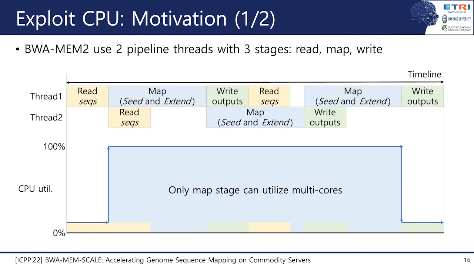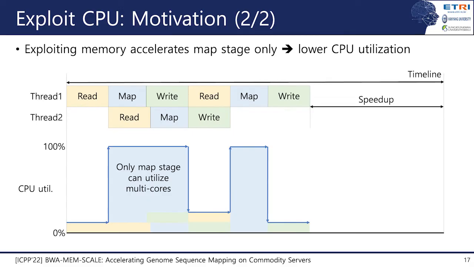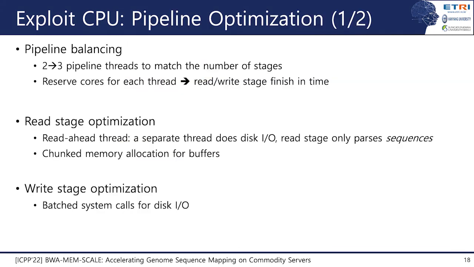However, since the map stage is much longer than the read and write stages, two pipeline threads are enough to maintain high CPU utilization. However, for BWA-MEM-SCALE, the map stage is accelerated by exploiting the available memory. The shortened map stage results in some speedup, but the pipeline is no longer dominated by the map stage and sometimes shows low CPU utilization. Therefore, we optimize the whole pipeline as follows.